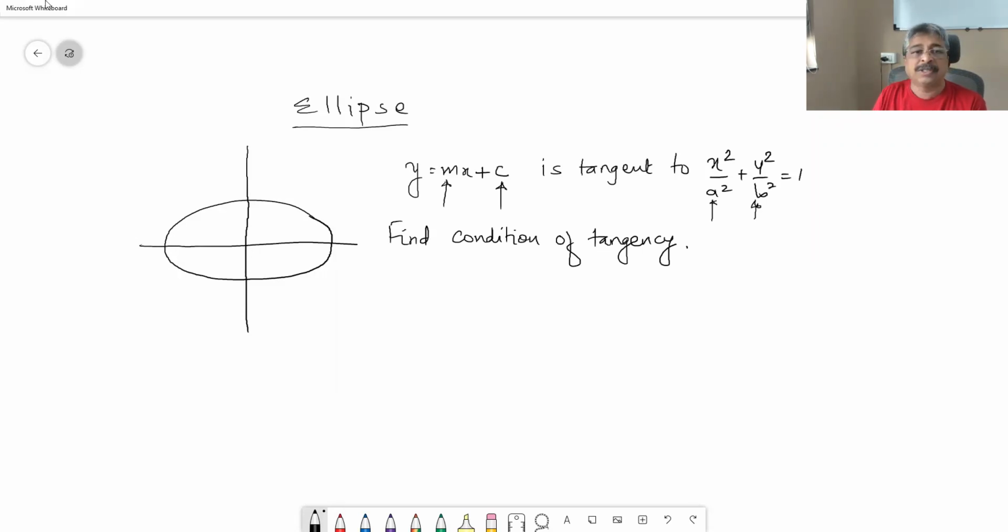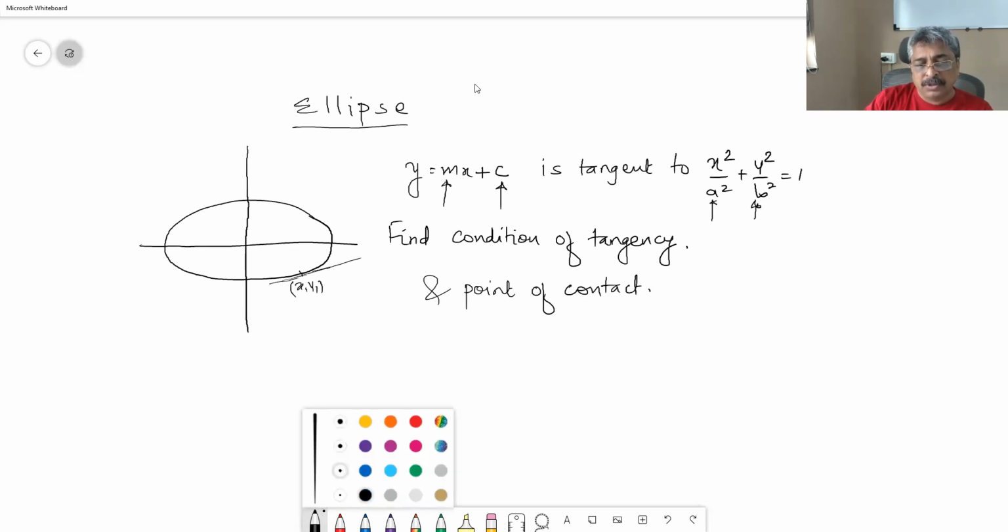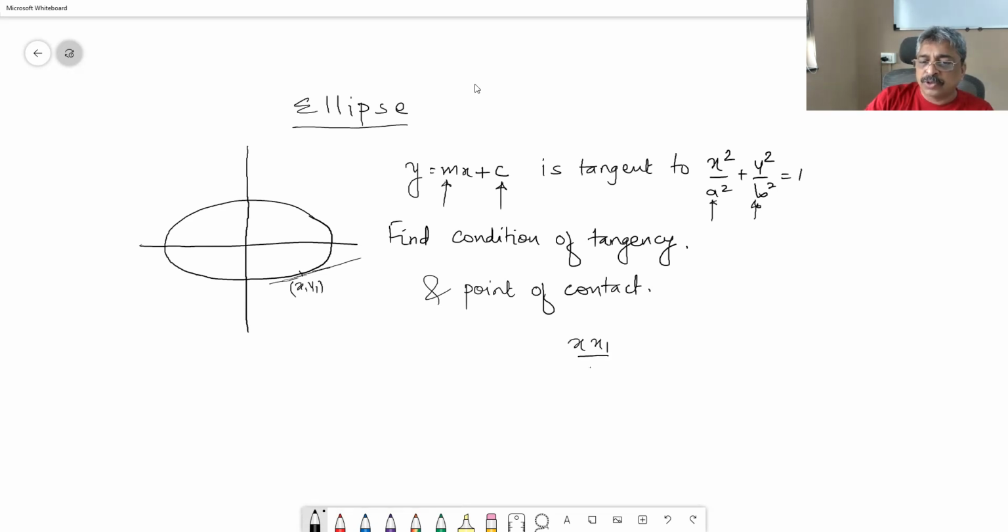Easy. We have done it several times. Find the condition for tangency and point of contact. Let x1, y1 belong to the ellipse and we draw a tangent at that point. Then our equation of tangent is x x1 upon a square plus y y1 upon b square minus 1 is equal to 0.